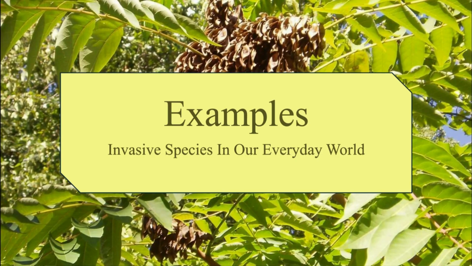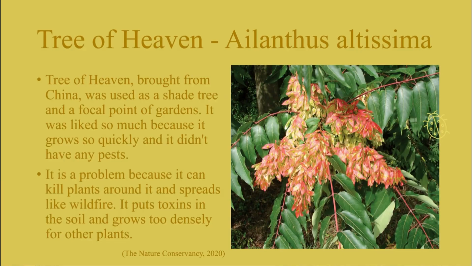Different examples of invasive species in our everyday world. The tree of heaven, I'm not even going to try to say the Latin name, is brought from China and was used as a very large shade tree or focal point of a garden. It was liked so much because it grows very quickly and it didn't have any pests naturally in America. The only problem is that it kills all of the plants around it and spreads very quickly. It puts lots of toxins into the soil and grows extremely densely. It's very hard to get rid of, and it's very hard for other plants to live around it.